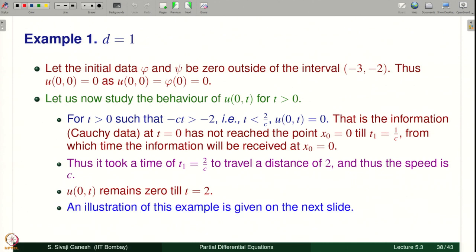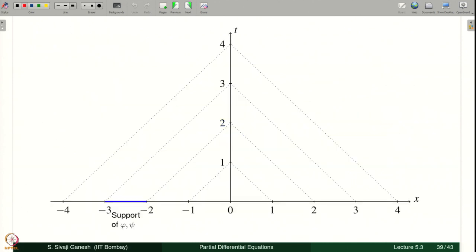An illustration of this example is given on the next slide. So here we are standing at this point x naught equal to 0. Right now at time t equal to 0, the information is only here in this interval minus 3 comma 2. Outside that phi and psi are 0, therefore u is 0 here.